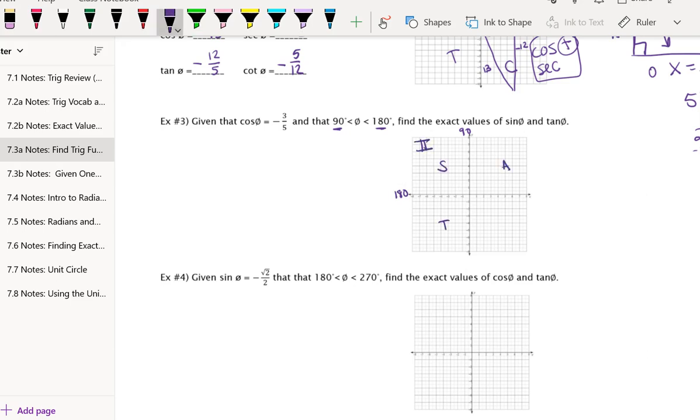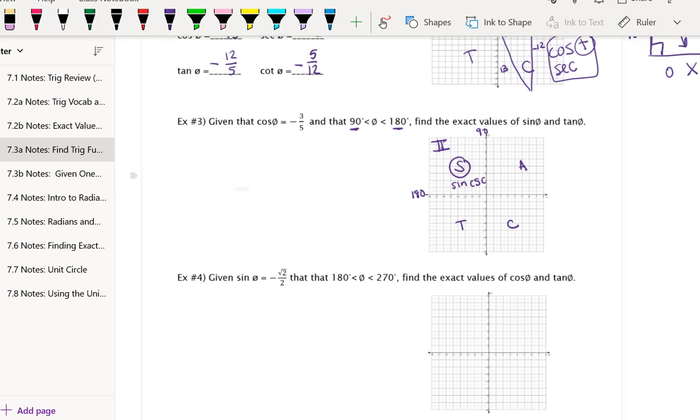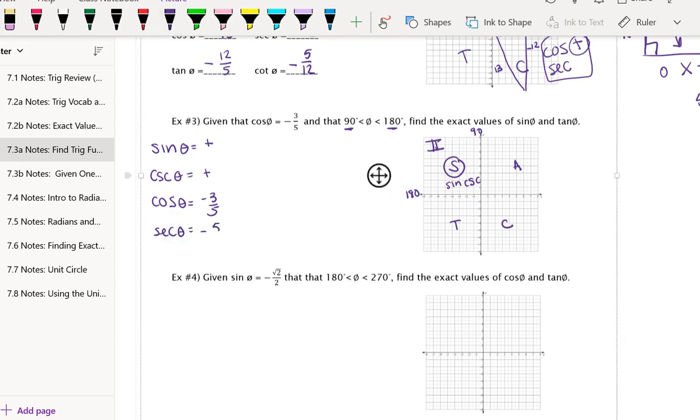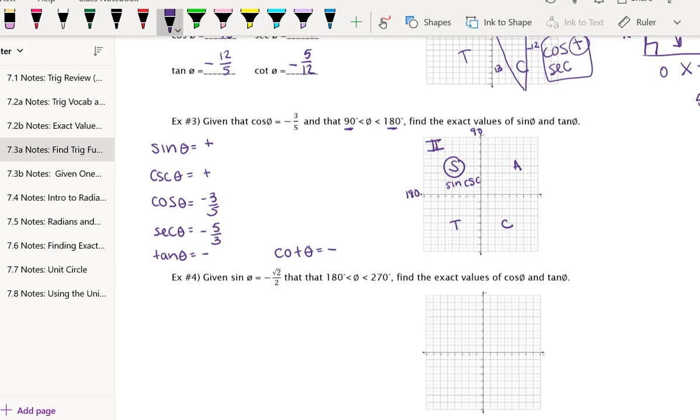All students take calculus. So students is sine and cosecant. Those are your positive. Okay, so the sine is going to be positive. Your cosecant is going to be positive. Your cosine is given as negative 3/5. Your secant means that we can reciprocate that. We can get that one right away. Your tangent is going to be negative, and your cotangent is going to be negative.